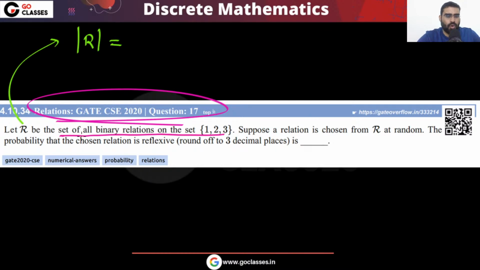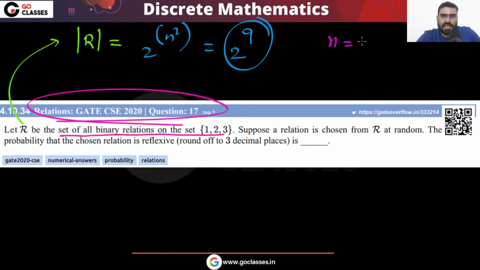Remember, this is the set of all binary relations. So how many binary relations are there? That will be equal to 2 power n square. Here n is equal to 3, so that will be equal to 2 power 9. So R is basically the set of all binary relations, and the cardinality of R will be 2 power 9.